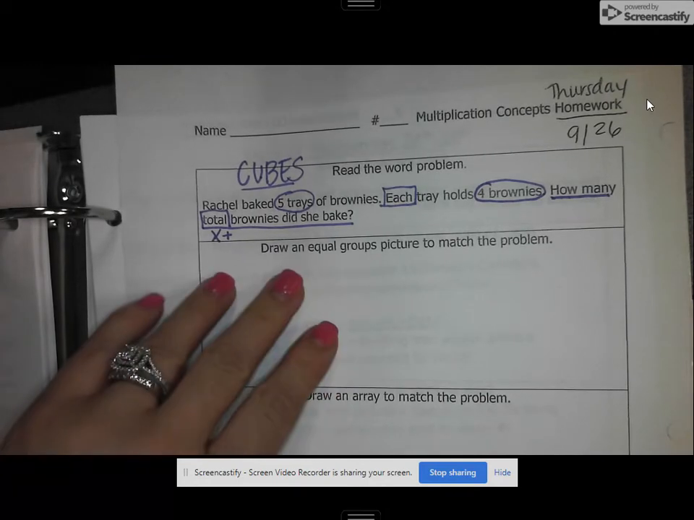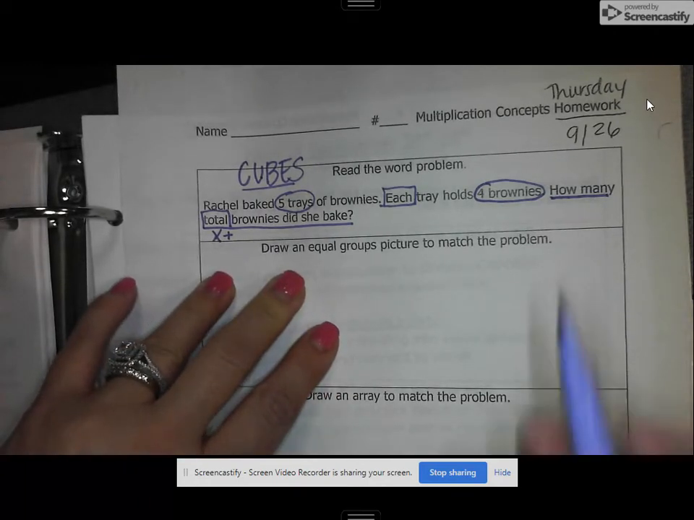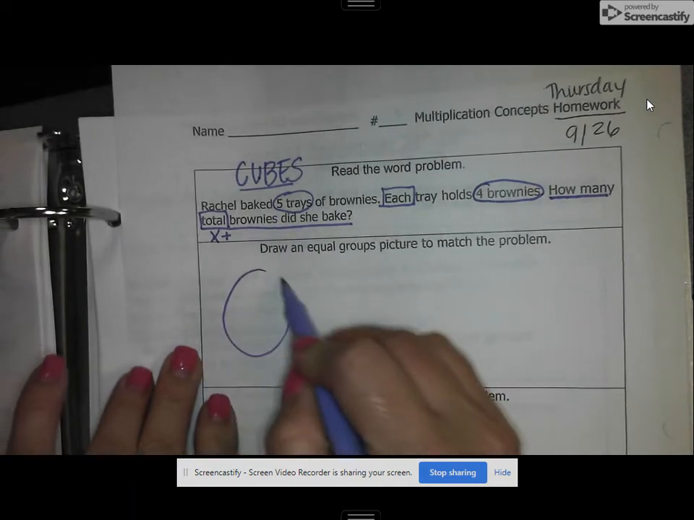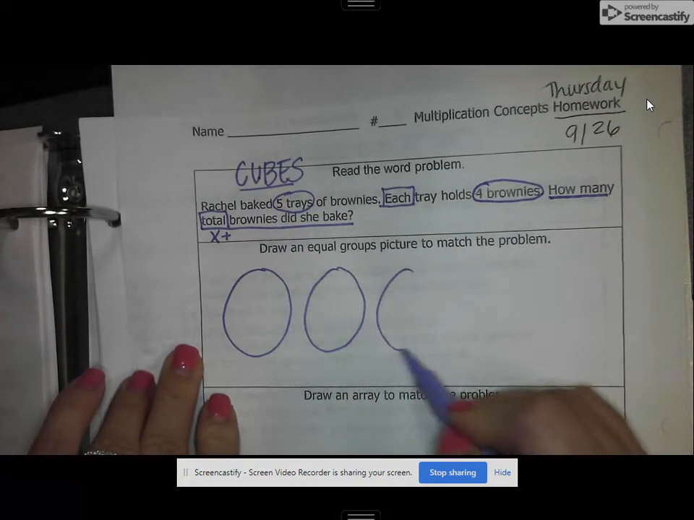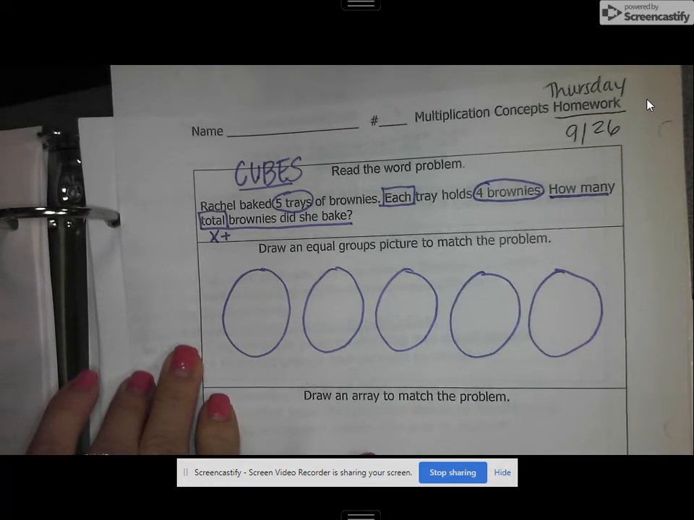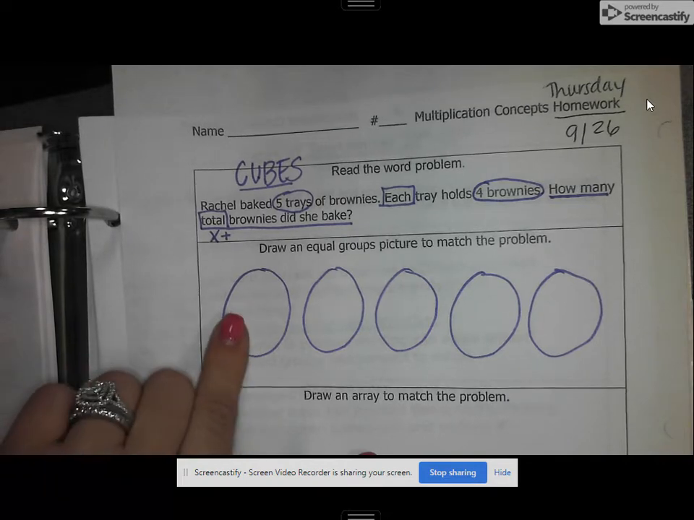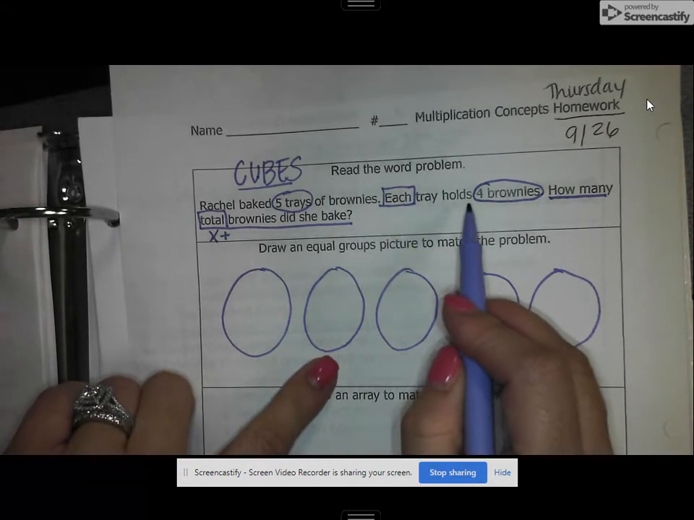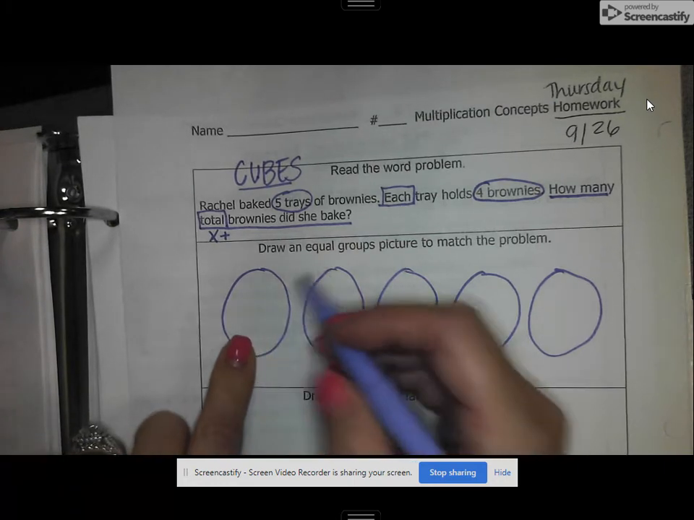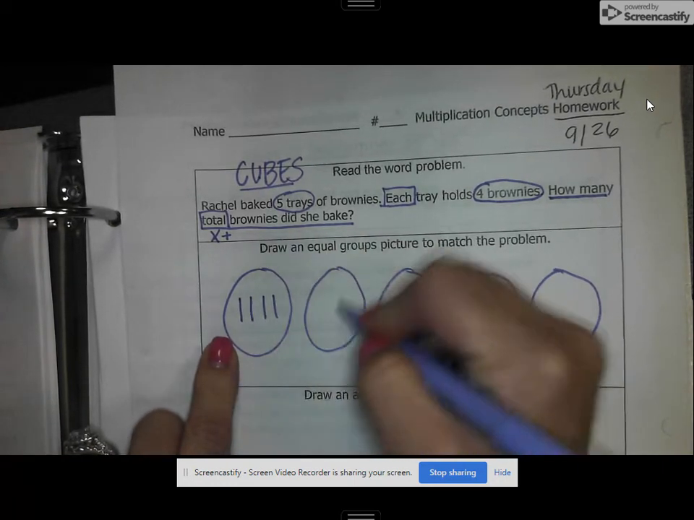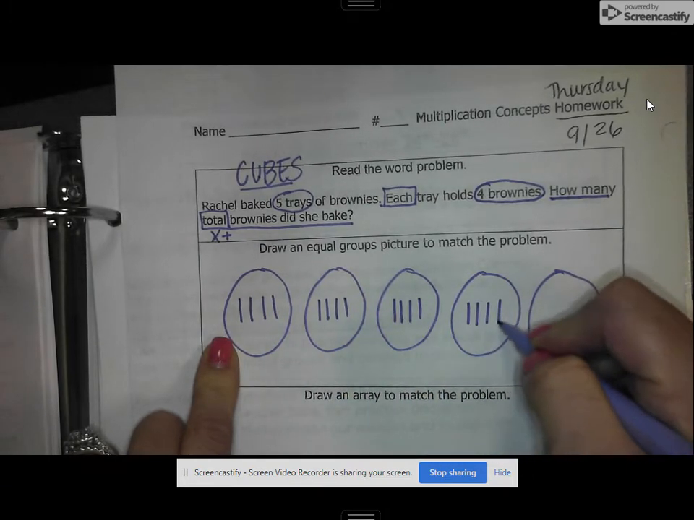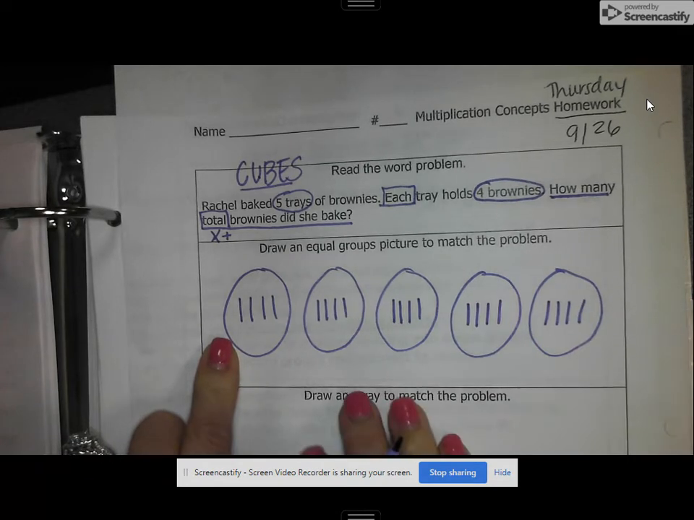So the first one is to draw an equal groups picture to match the problem. So 5 trays represents our 5 groups. They can do squares, they can do circles, whatever they need to do to show that they understand there's 5 groups. Then each group had 4. Again, they can draw squares for brownies. They can put circles. They can put tallies, whatever they want to do to represent that they're doing 1, 2, 3, 4, 1, 2, 3, 4 in each group.